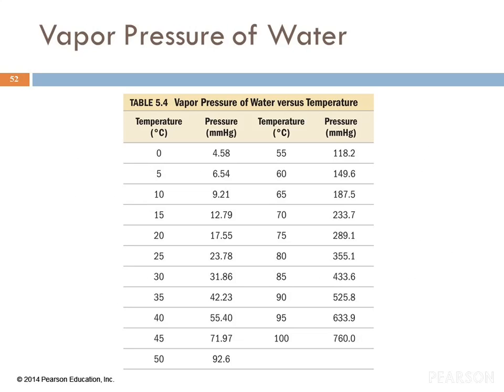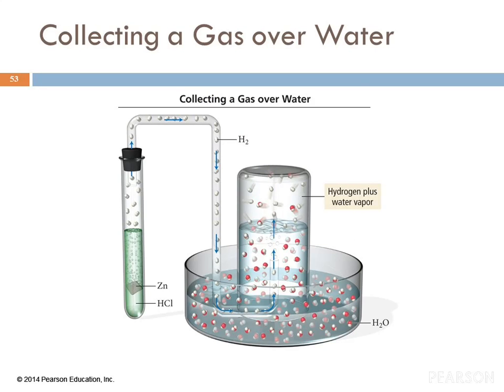We have tables like this. You can find them online with much more information. You can find them in the CRC up in the cupboard there. So at 20 degrees Celsius, the vapor pressure of water is going to be 17.55 millimeters of mercury. As the temperature rises, more of the water evaporates and the partial pressure of the water increases.